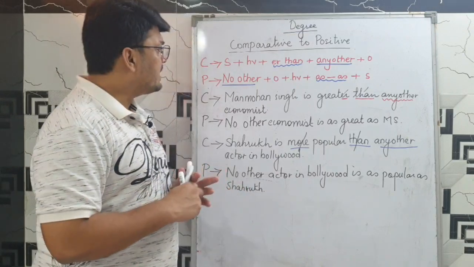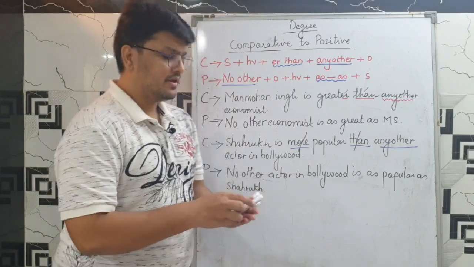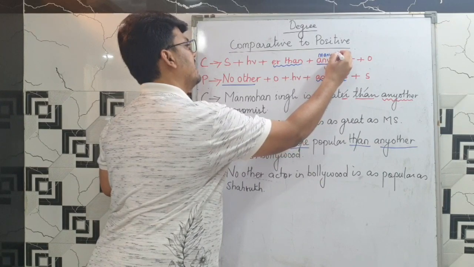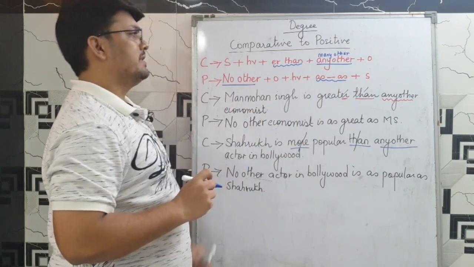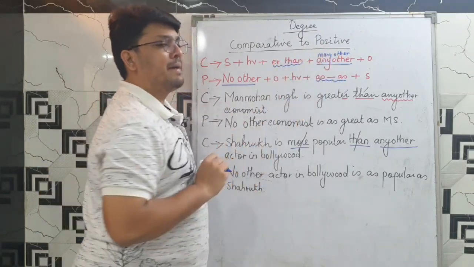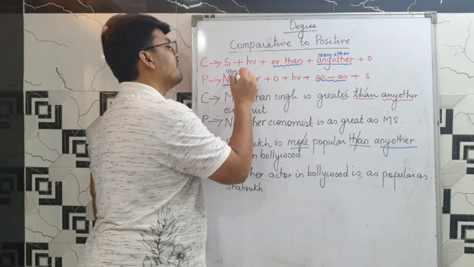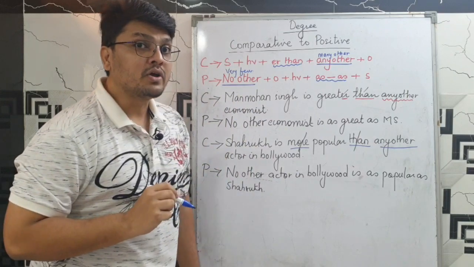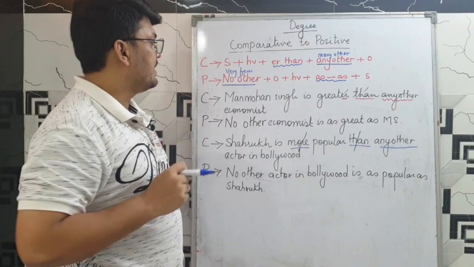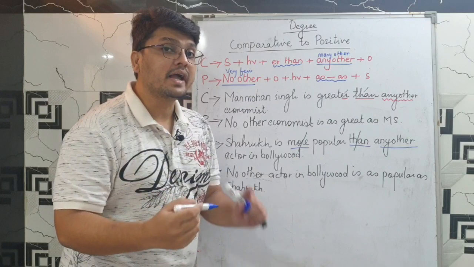Now students, what if many other comes in comparative degree? What if many other comes instead of any other? Please pay attention. If you see many other in comparative degree, begin positive degree with very few. Begin positive degree with very few. Suppose, let's take this example: Manmohan Singh is greater than many other economists.